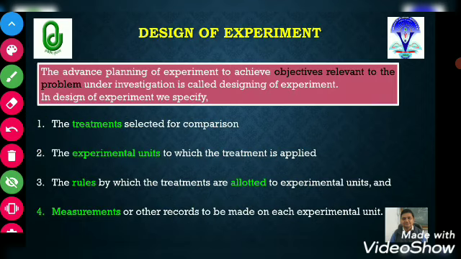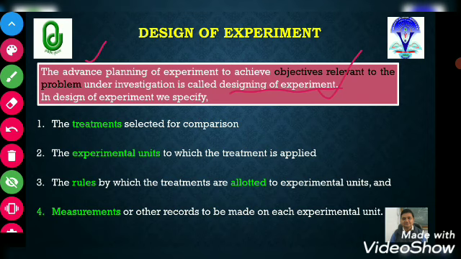So now what is design of experiment? Note it here: advanced planning of an experiment to achieve objectives relevant to the problem. So what problem you have identified, in order to get a relevant result or relevant solution to that problem, you have to plan your experiment in advance, and such planning is called design of experiment.